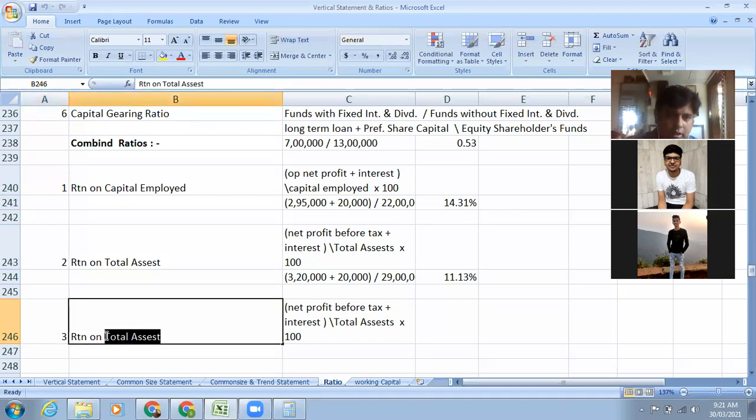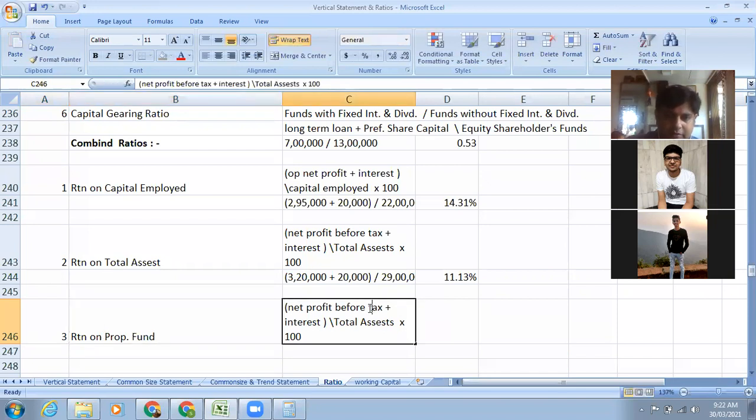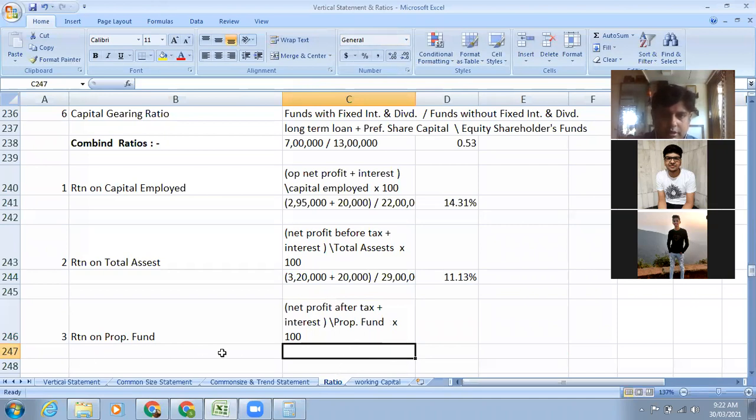Return on investment, if I'm not wrong. What is the next one? Next is return on proprietor's fund. Then it will be net profit after tax divided by proprietor's fund. Am I right? Just verify once.